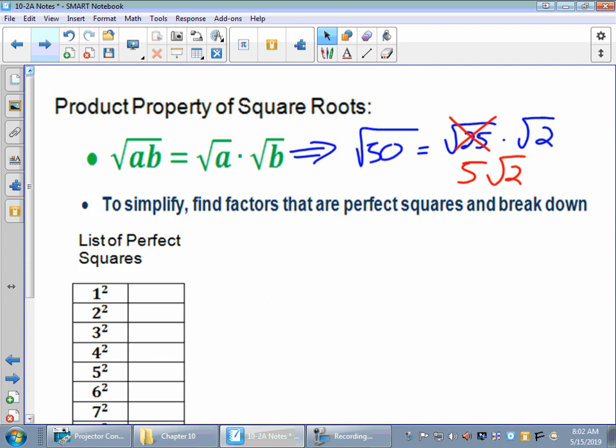This is what we want our final answer to be: a perfect square, and then whatever you have left under the radical is not perfect and cannot be broken down. So 5 times the square root of 2 would be our answer to break down the square root of 50.